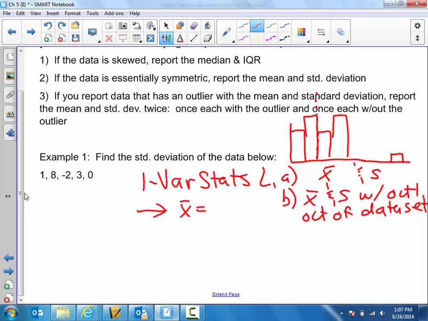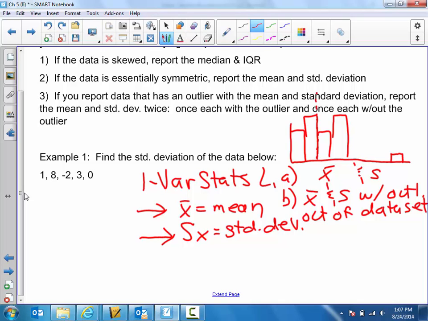It'll give you some output, and in that output, the two things you'd want to pay attention to are x bar, which is your mean for the data, and for the standard deviation, capital S sub x, that is your standard deviation of the data. Standard deviation right here.